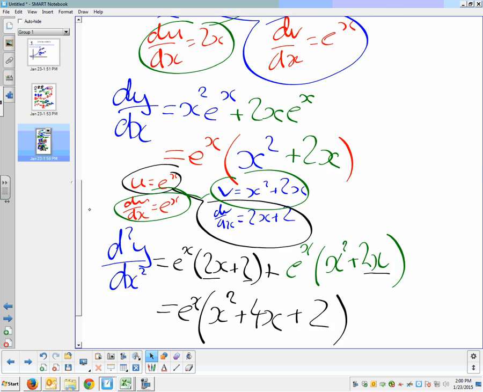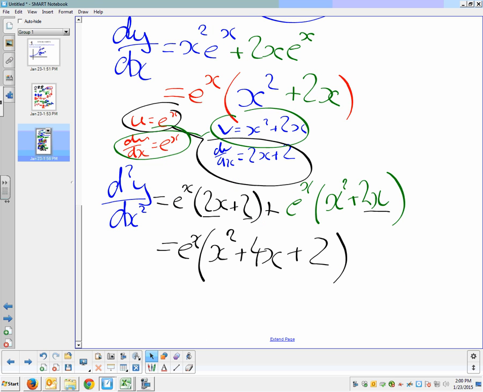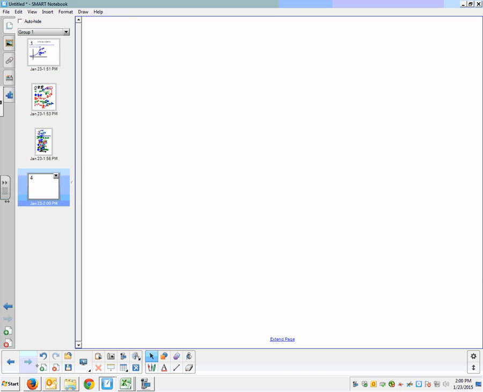So that's e to the x. What about natural log? There are two ways I've seen to prove what natural log differentiates to. I'm going to show you my preferred one. There's a slightly different one in the book.